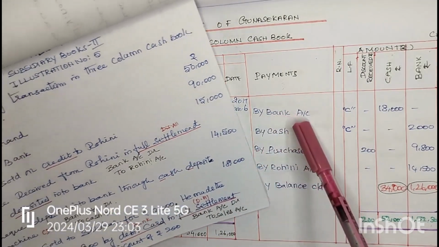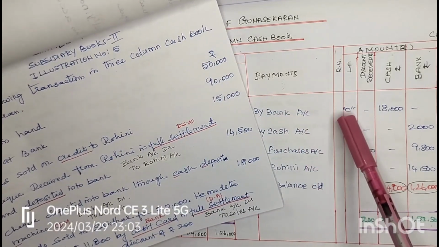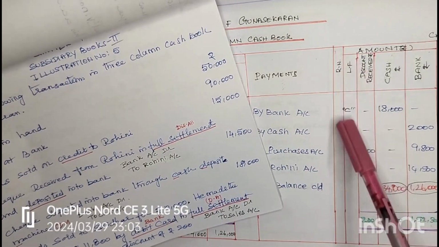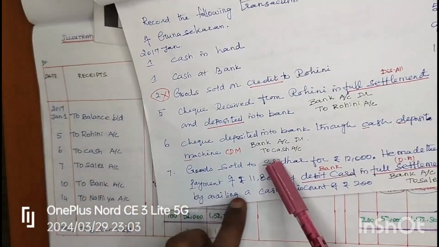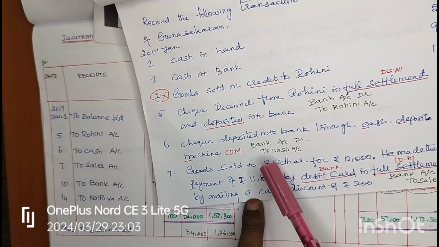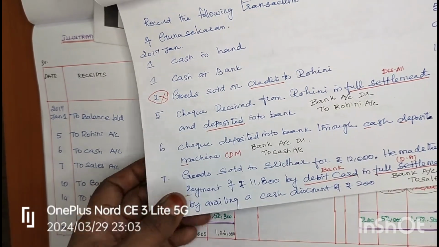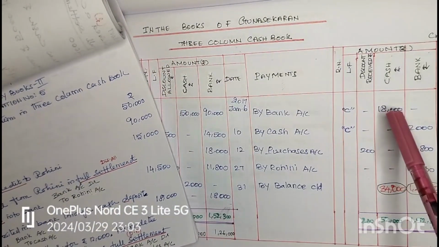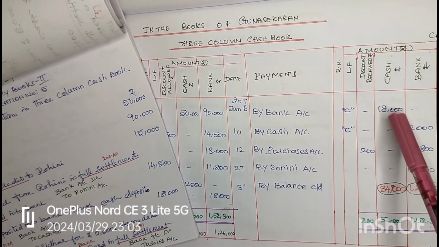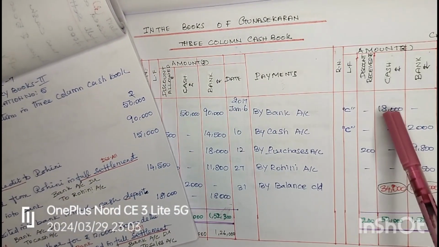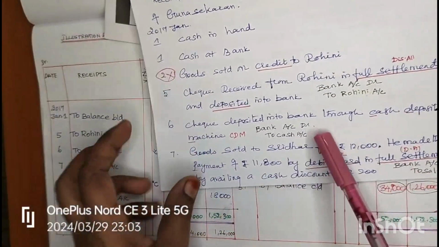Okay, so By bank account, the alphabet letter C has to be entered in the LF column, where we enter the 18,000 rupees. For the cash account, on the credit side cash column we have to enter that 18,000 rupees. We entered. Okay, this transaction is completed.